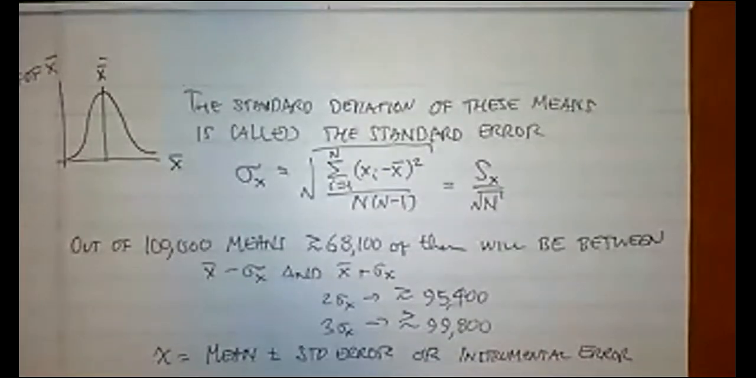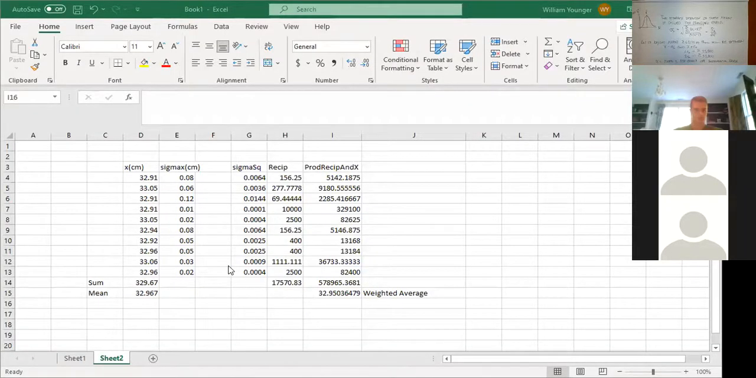Does anybody have any questions on that before I do that next part? Okay. So I'm going to take this spreadsheet again, and I've now figured out what the mean is, and then what the weighted average is as well. Now, what I need to do is actually find out the standard deviation of the X's, and then divide that by the square root of the number of trials.